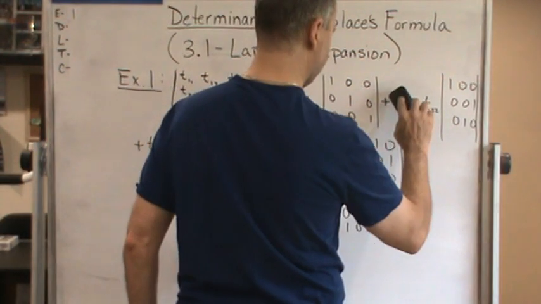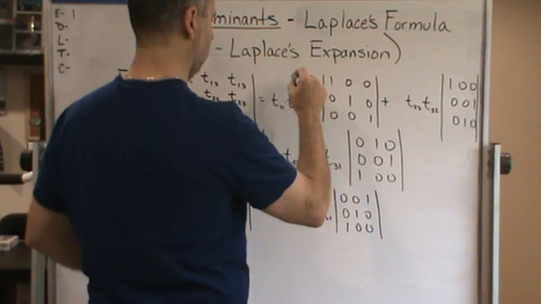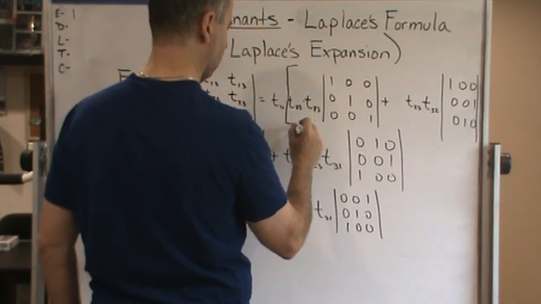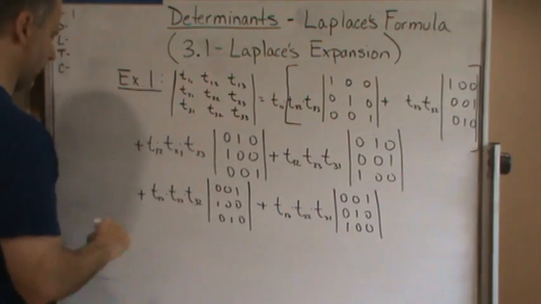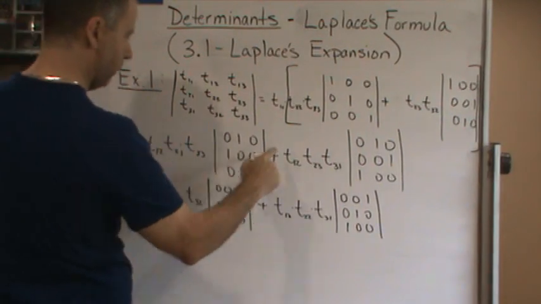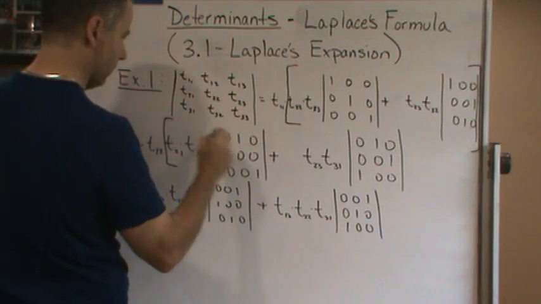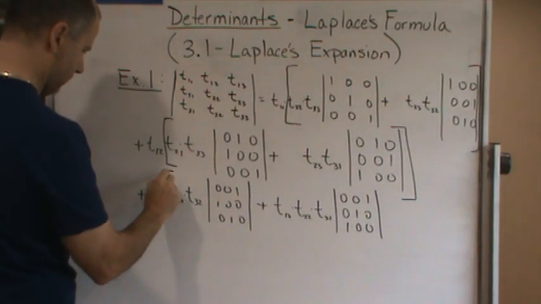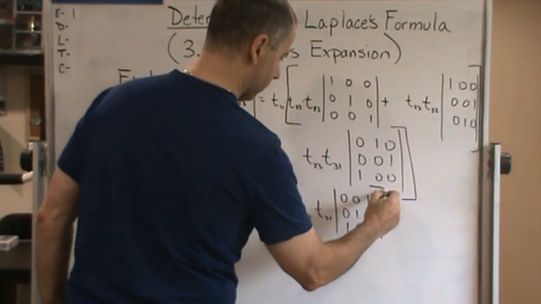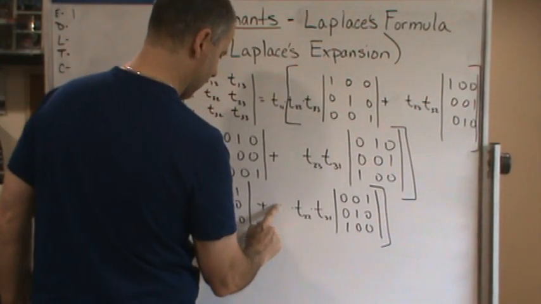And instead of erasing everything, I'll just do this. Okay, I'm going to bracket that off, and then this one, I'll factor that out, so I'll bracket this off, and then I'm going to factor out this one, and I'll bracket that off. Just so I don't have to erase and rewrite stuff. Oh, and that goes away.